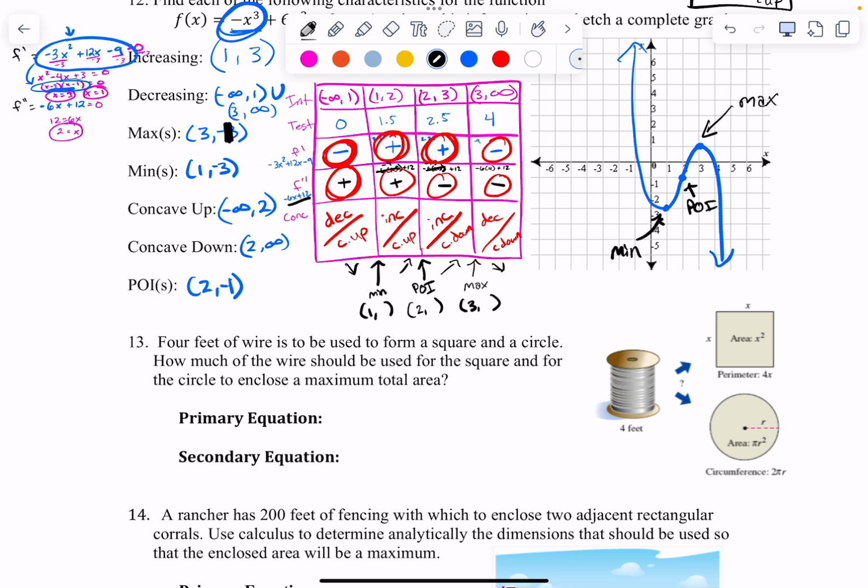All right, are we ready? Last 2? Okay, here we go. 4 feet of wire is to be used to form a square and a circle. How much of the wire should be used for the square and how much for the circle to enclose the maximum total area?